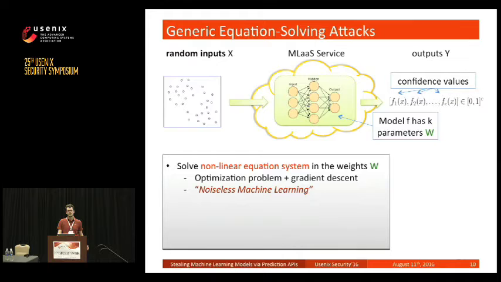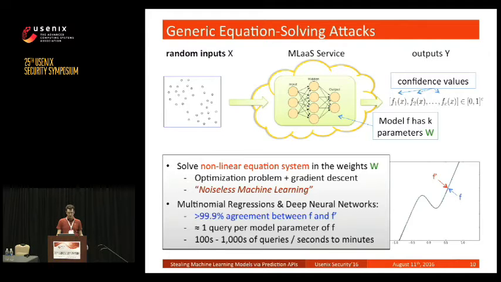This essentially corresponds to a kind of noiseless machine learning, where you're using the exact same algorithms you would use to do machine learning, it's just that you have no noise in your system. The outputs that you get from this cloud service are an exact mathematical function of the inputs. We demonstrate such attacks on a number of models we trained, so multinomial regressions and some deeper neural networks. In all cases, we find that we extract models that have extremely high agreement with the targets, and we only need a few hundreds or thousands of online queries, depending on the size of the model we're trying to extract.